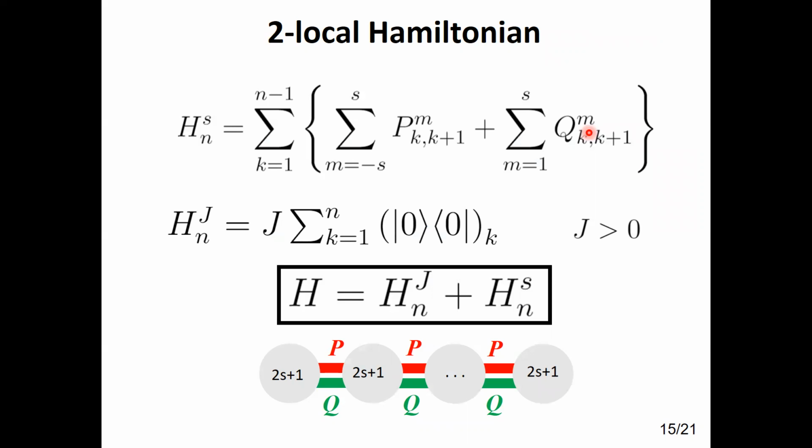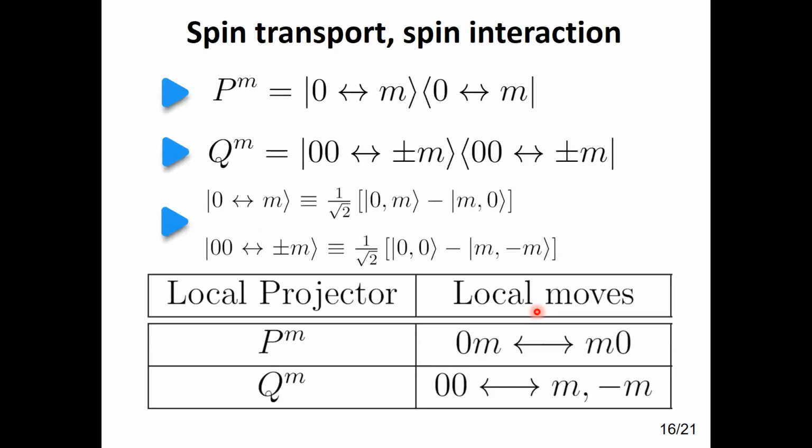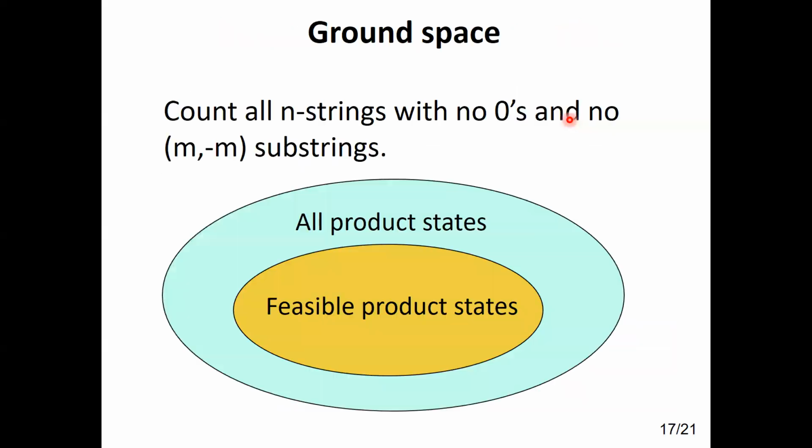But first, we start from the Hamiltonian that we introduce. It has two local terms, the P terms and the Q terms that we show pictorially over here, and it has some one-local terms that penalize the occurrences of the zeros in the ground space. And so the Hamiltonian is given by some one-local terms plus some two-local terms. The two-local terms have some physical meaning. They correspond to spin transport, namely the swapping of 0 and m, and also spin interaction, where 0, 0 can turn into m and minus m. But what is most important is that we were able to analytically solve the ground space of this Hamiltonian.